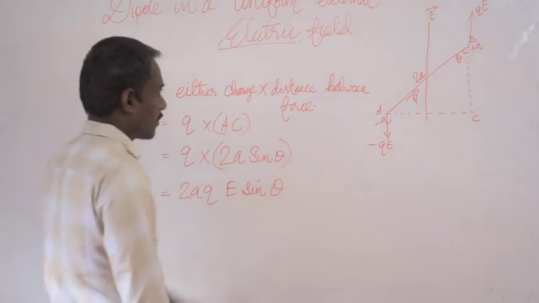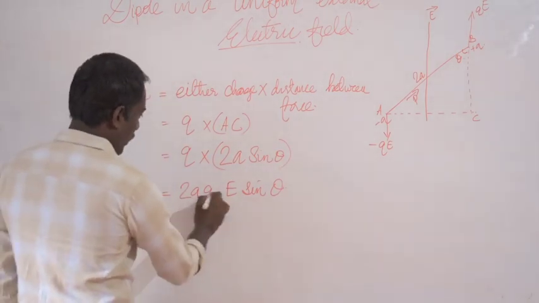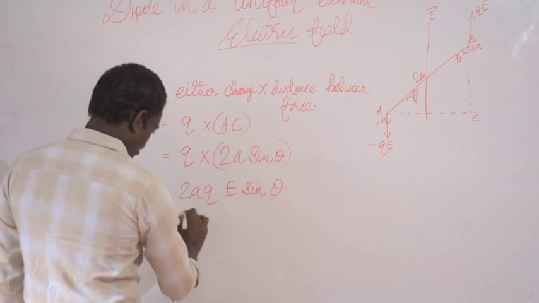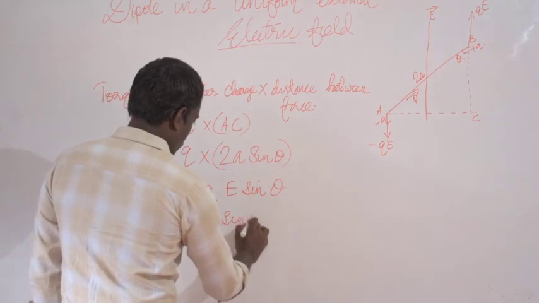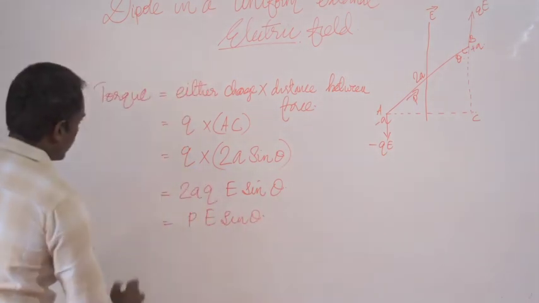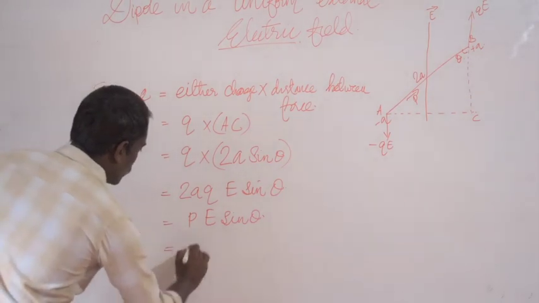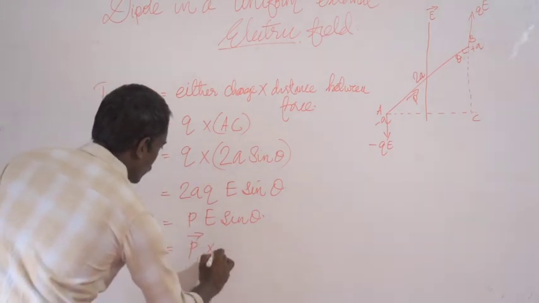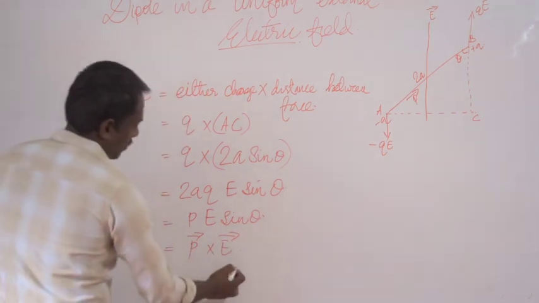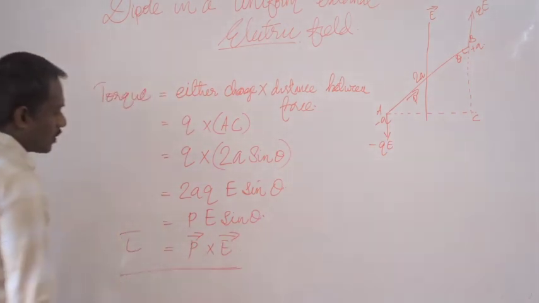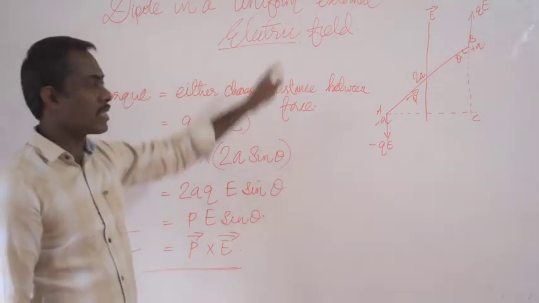That means the electric field produced, so that is equal to 2AQ, which can be written as PE sin theta. If you write it in vector notation, the torque can be written as tau is equal to P cross E. This is the magnitude of the torque produced by a dipole in a uniform external electric field.